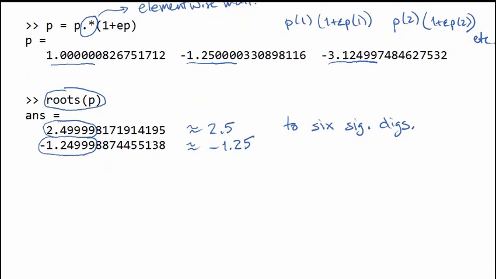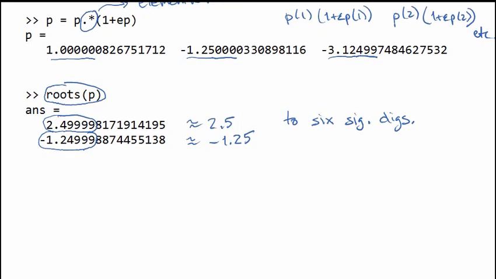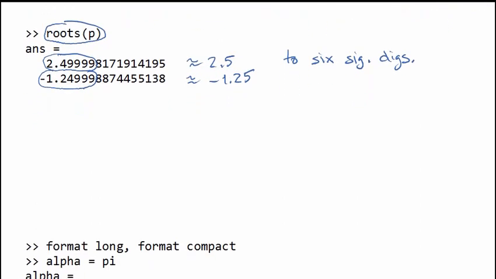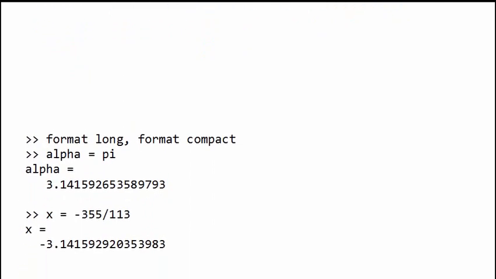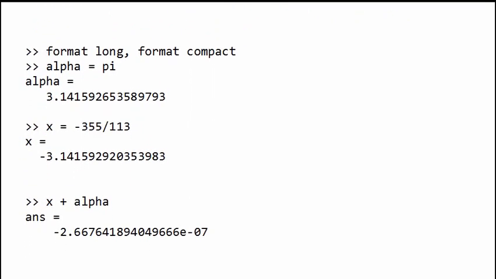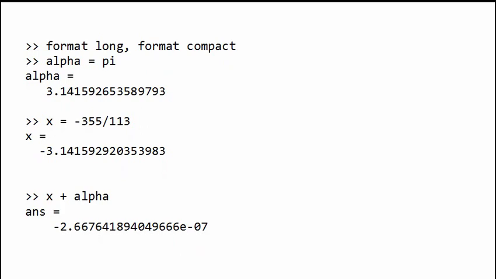So here's a case where everything worked out nicely. The perturbation in the answer was essentially the same size as the perturbation in the data, and that makes us pretty happy. But in fact, we can't expect that all the time, and there's a relatively simple example to say why. So if we take the internal representation of pi, it's accurate to about 16 significant digits.